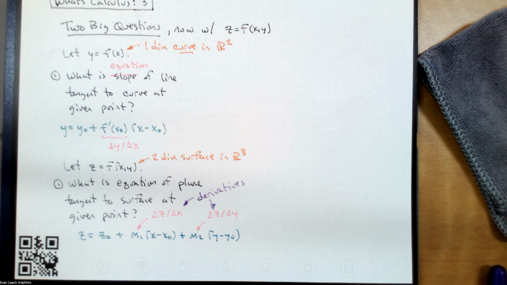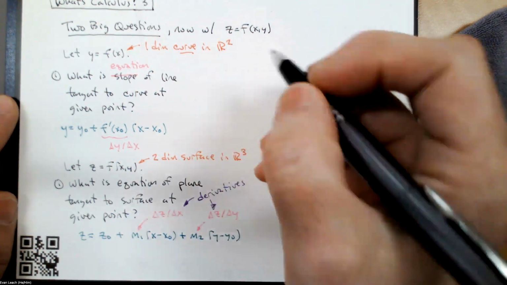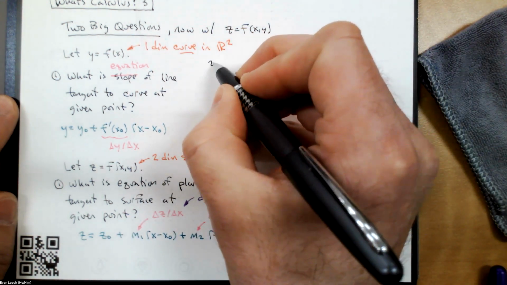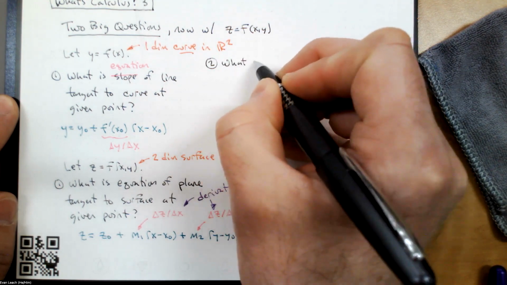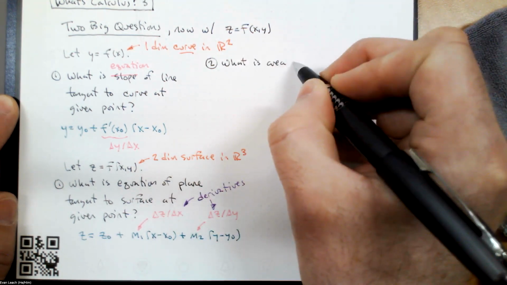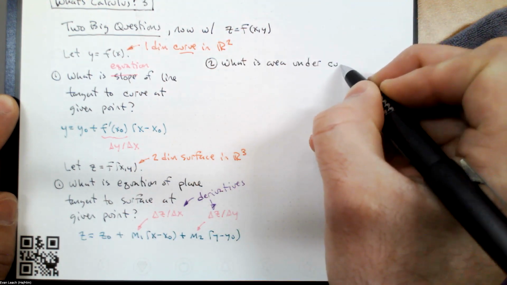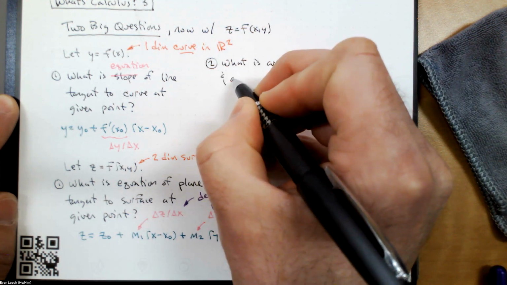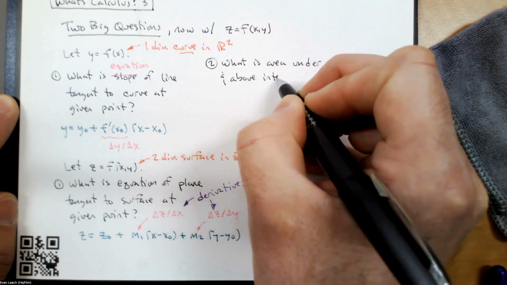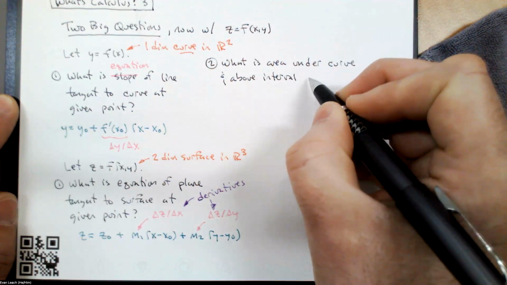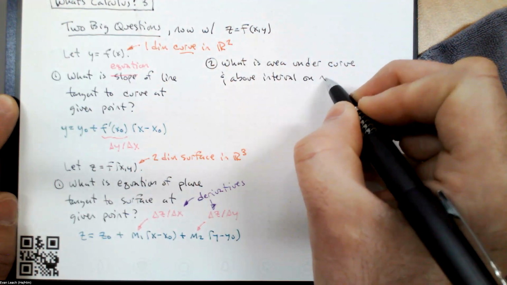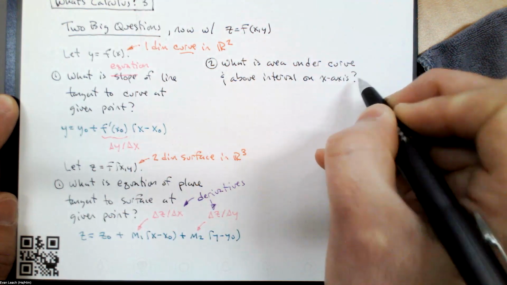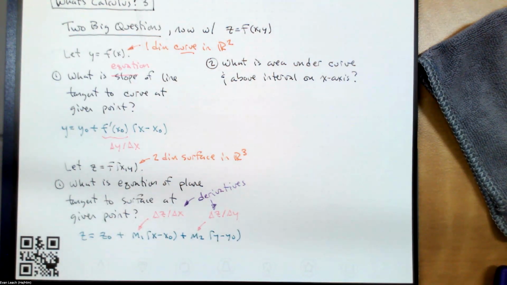The second question was a little bit trickier. So we're going to break it down and look at the specific things we need to see. The second question was the area under the curve question. What is the area under a curve and above an interval on the x-axis?